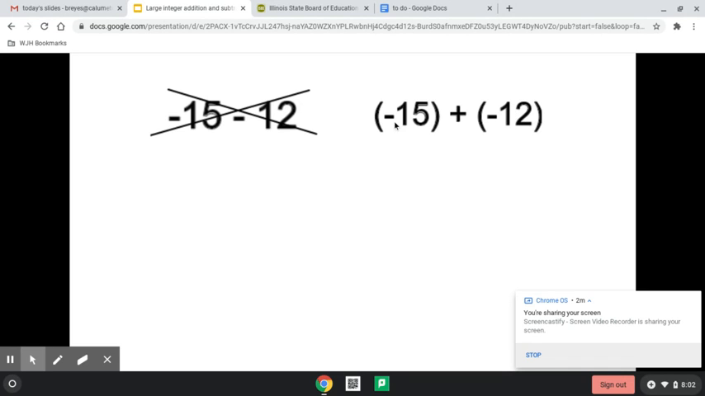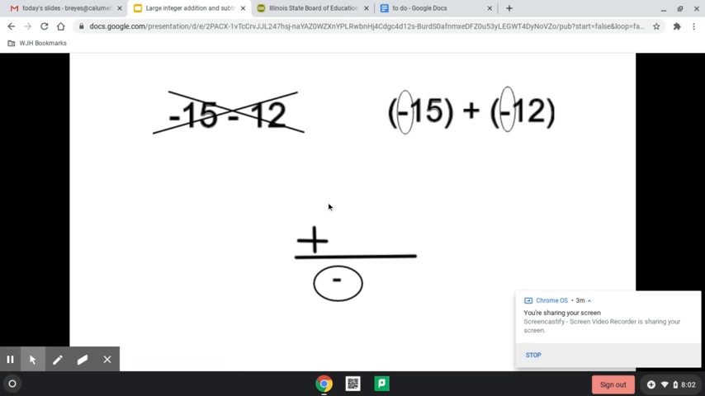And then when we have an addition problem like this where it's the same signs, we can actually think of it as addition still. But we need to remember that the sign that they have is going to be what the answer is going to be. So a negative number plus another negative number is always going to be a negative answer. A positive number plus a positive number is always going to be a positive answer.